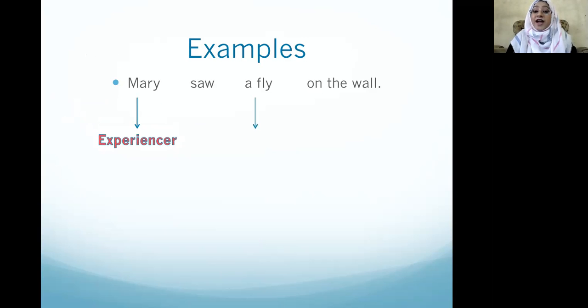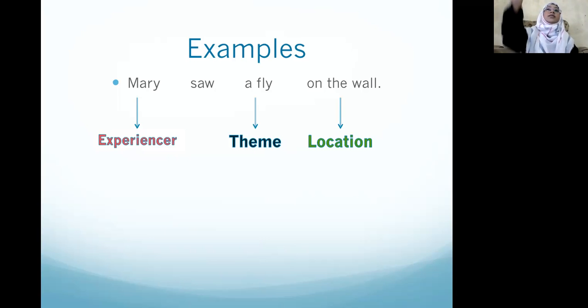Okay, what is a fly? Fly is theme. Mary saw something, and that something is a fly. So that is called theme. And where did she see it? On the wall. So on the wall will be location. Clear? Where she saw the fly: she saw the fly on the wall. So on the wall is location. If we say that Mary saw the fly on the table, then on the table will be location, right?